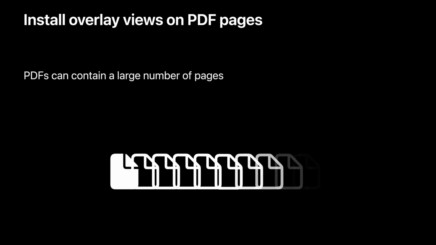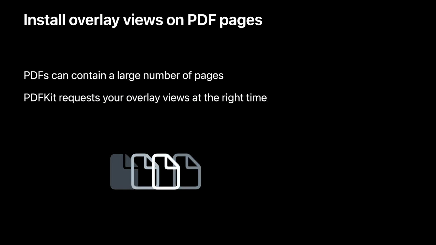Installing overlay views on PDF pages is straightforward. Because PDFs can contain hundreds, if not thousands, of pages, there's no way you want to create views for all of those pages when opening a PDF. And what if the user scrolls back and forth rapidly? How do you know when to create your views?